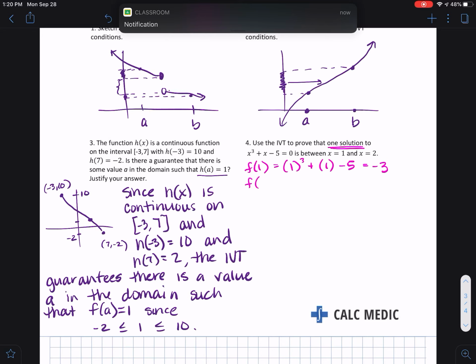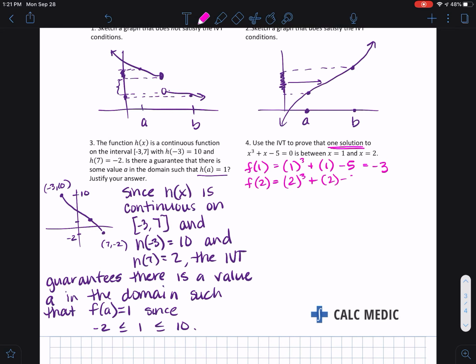Now let's find f of 2. 2 to the third plus 2 minus 5 is 8 plus 2 is 10, 10 minus 5 is 5. So f of 1 was -3 and f of 2 is 5. Now the question is, is this a continuous function? Well, we know that quadratics are continuous functions. Or sorry, not a quadratic, this is a cubic function. We know that a cubic function is going to be continuous. So using our knowledge of functions, we already know that step.